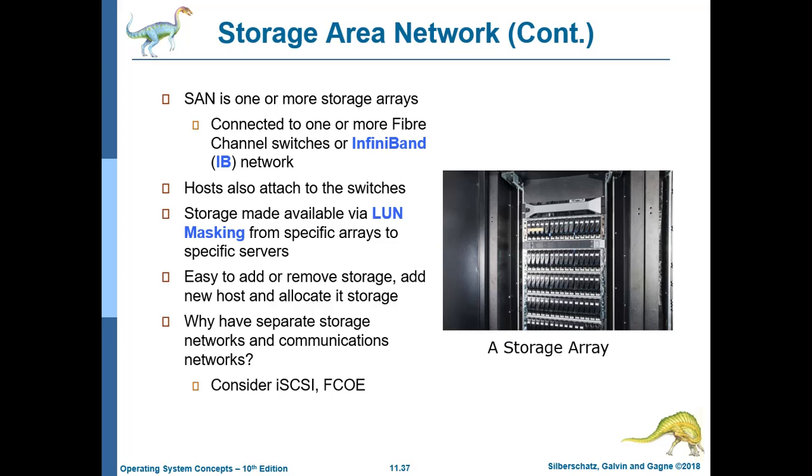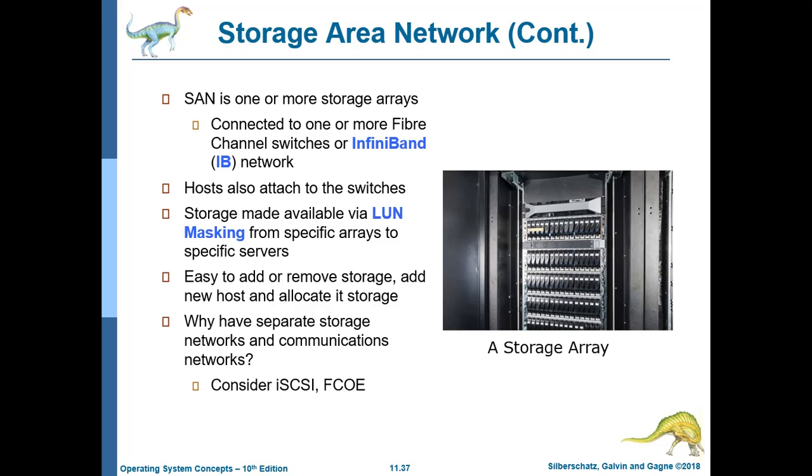connected to one or more Fibre Channel switches or an InfiniBand, or IB, network. What is InfiniBand? It is a special purpose bus architecture that provides hardware and software support for high speed interconnection and networks for servers and storage units. Hosts are also attached to the switches. Storage is made available via LUN masking. LUN stands for logical unit number, and masking applies from specific arrays to specific servers. In an easy term, it means that this storage will be visible to a particular server, but it will not be visible to another server. That is LUN masking.